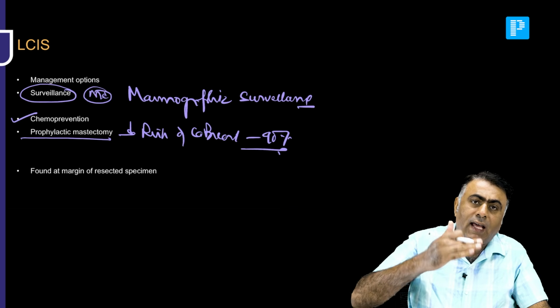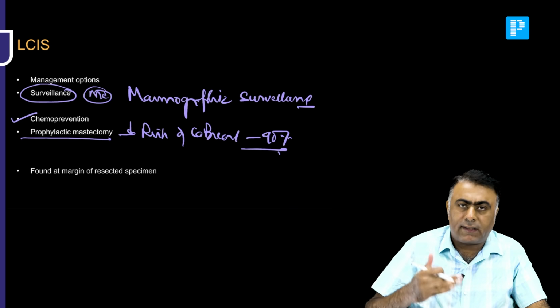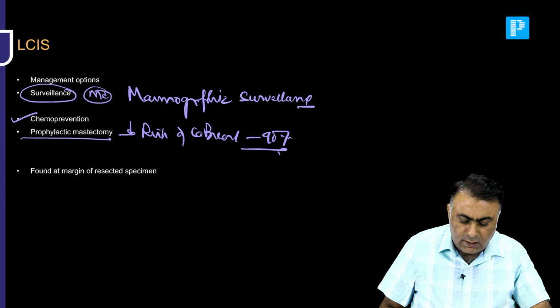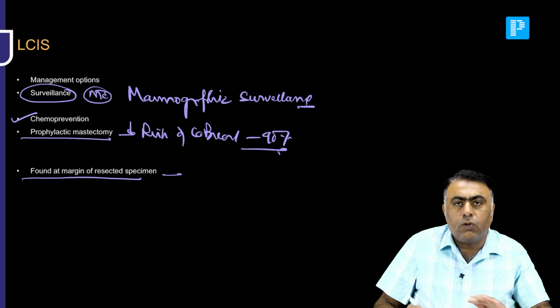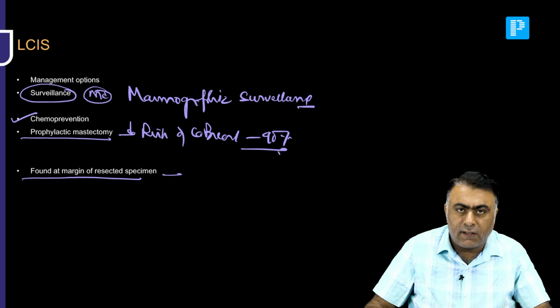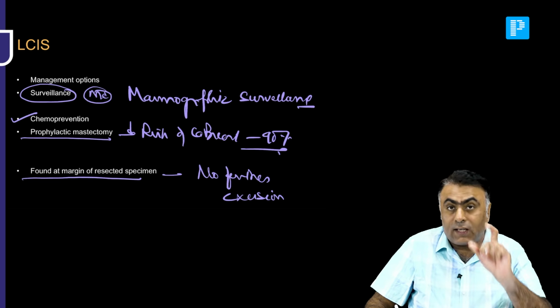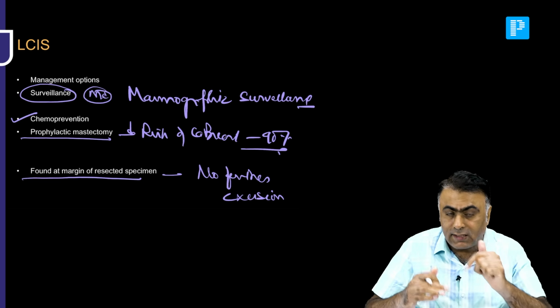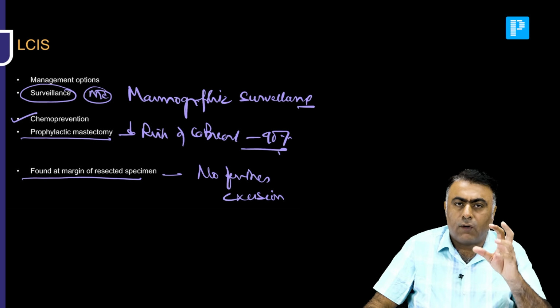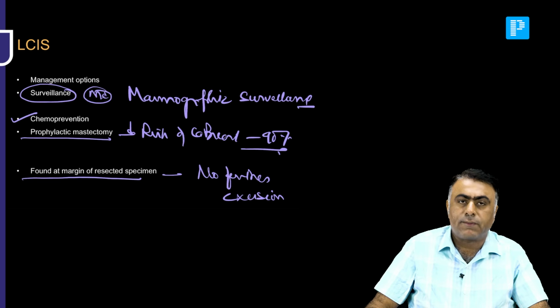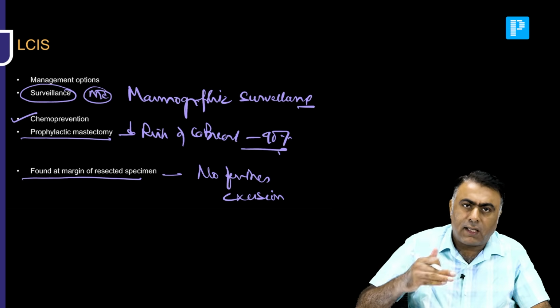Then we said at times it can be found at the margin of a resected specimen. If the classical variety of lobular carcinoma in situ is found at the margin of a resected specimen, then you don't have to go for any other active intervention. No further resection, no further excision is required. I'm talking about the classical variety right now. Why am I stressing on the classical variety?